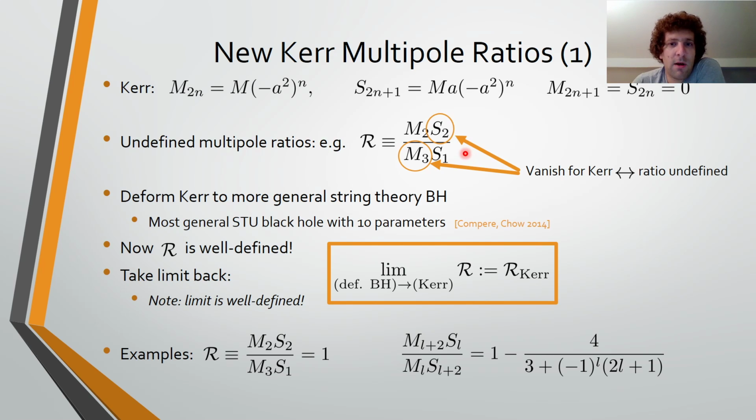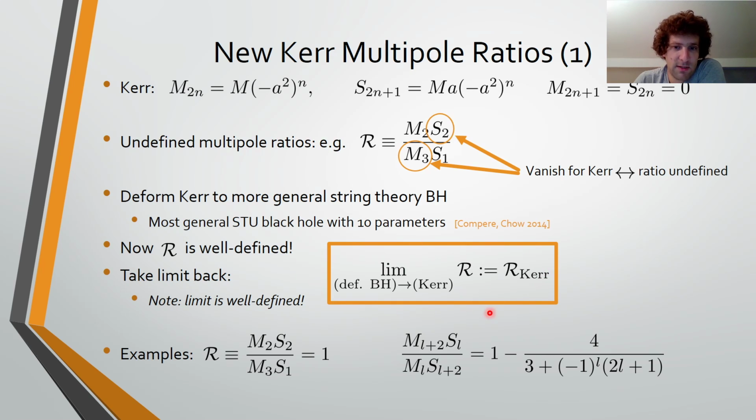However, and this is our main method, our main result, if you embed this Kerr black hole into a general string theory, and you deform the Kerr black hole to a more generic string theory black hole, and in particular, although I won't give more details, we're thinking of the most general STU black hole with 10 parameters, which is given in a paper by Chow and Compère. If we deform the Kerr black hole into this more general black hole, and then take away the deformation again, we take the limit where the deformation goes to 0, then actually this ratio becomes a well-defined quantity.